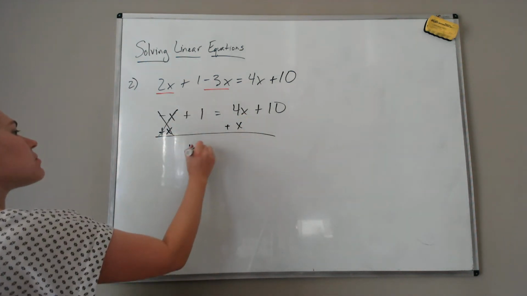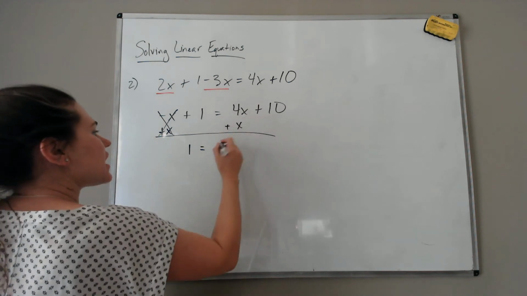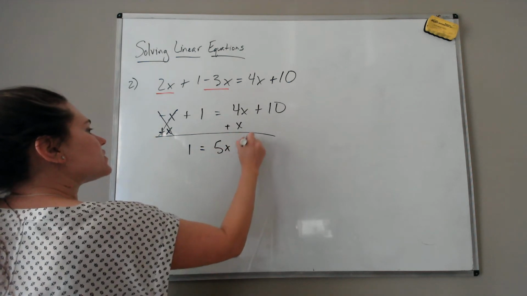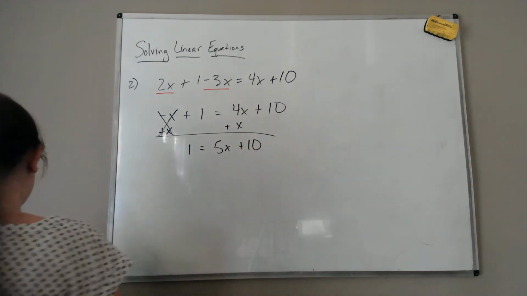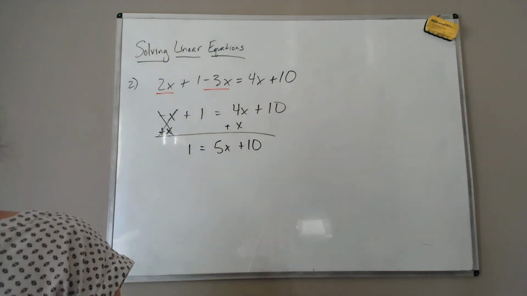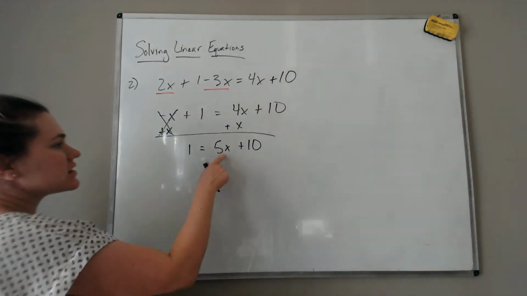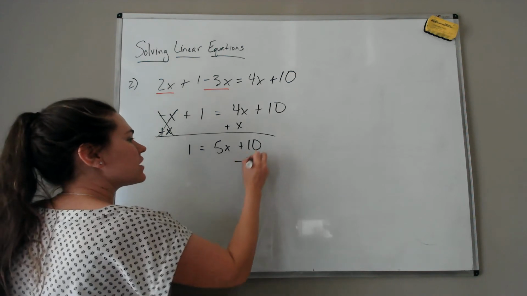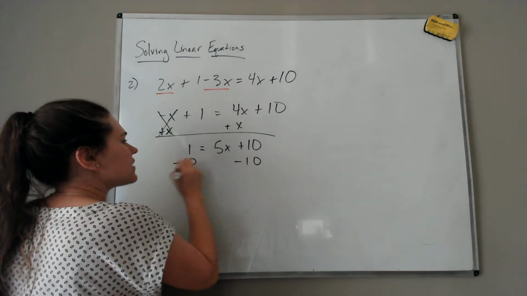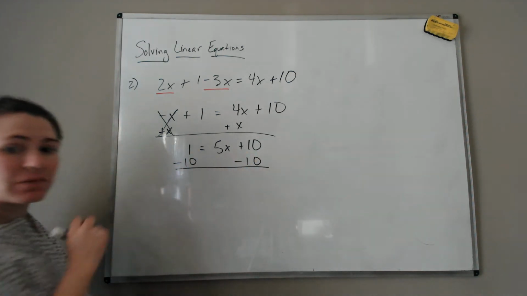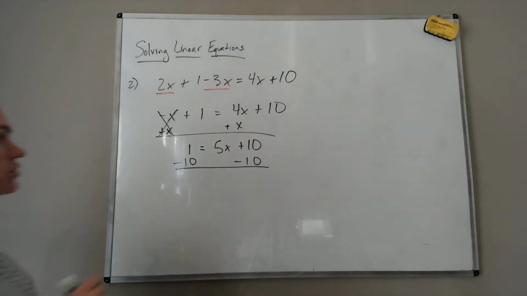I'm just going to be left with positive 1 equals 4x plus x, 5x plus 10. Now I want to get x by itself, so I need to undo everything. We're going to take away 10, and if I take away 10 from the right side of the equation, I need to make sure I take away 10 from the left side as well.